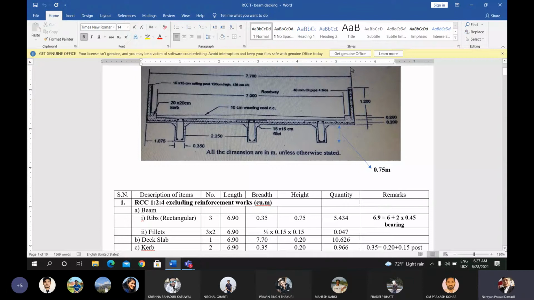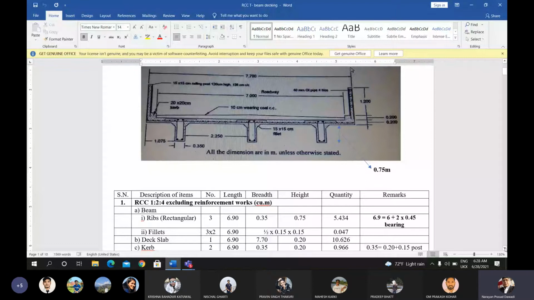The curve for the left portion and the right portion, two numbers of curves are there, and the length is 6.9, and width is 0.35. That 0.35 is taken for the top width of the curve plus the portion occupied by the railing post. The railing post is provided above the curve, so this portion is added here, 0.20 plus 0.15, which gives the value of 0.35, and the height of the curve is 0.20, provided in the question.